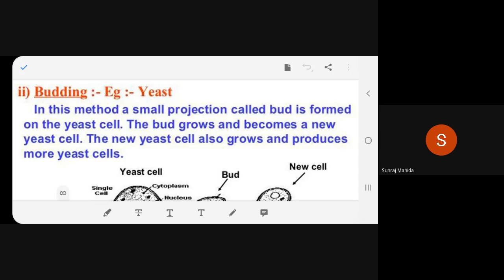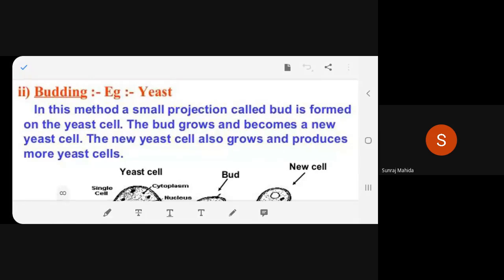Yeast. In this method, a small projection called a bud is formed on the yeast cell. The bud grows and becomes a new yeast cell. The new yeast cell also grows and produces more yeast cells.